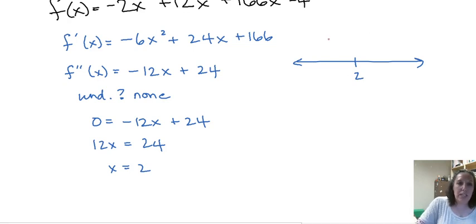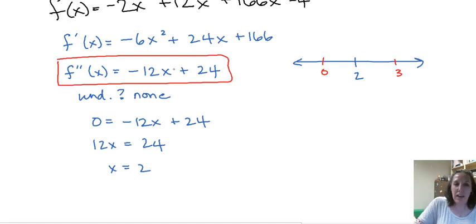And so we're going to pick a test point on either side. And I'm going to pick 0 on the left and 3 on the right. And we are plugging those into our second derivative. Make sure if you're looking for concavity, you're plugging into the second derivative. So f double prime of 0, if we plug 0 into that second derivative, we're going to get negative 12 times 0 plus 24. So that's a positive number. That means it's concave up.